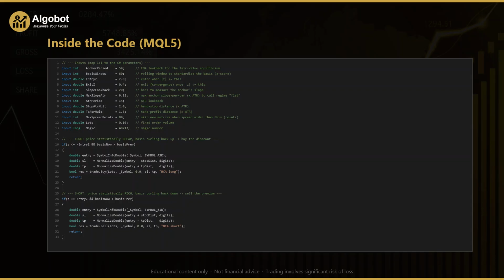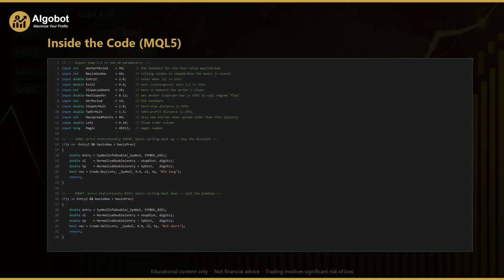SlopeLookback and MaxSlopeAtr govern the flat regime gate. ATRPeriod, StopAtrMultiple, and TpAtrMultiple control the volatility-based stop and target. MaxSpreadPoints blocks entries when the spread is too wide, and Lots and Magic set the order size and identifier. Below the inputs are the two signal blocks.